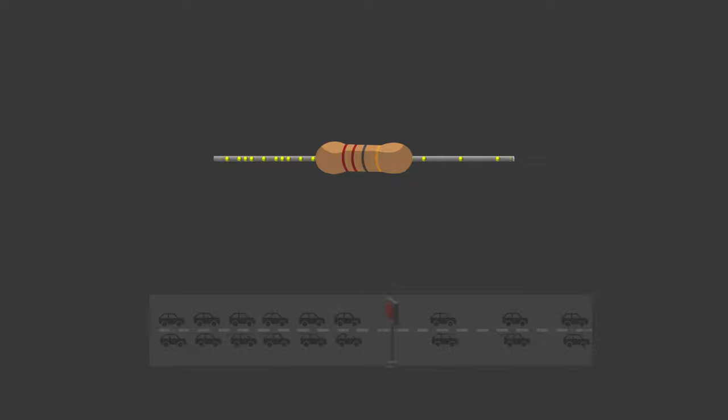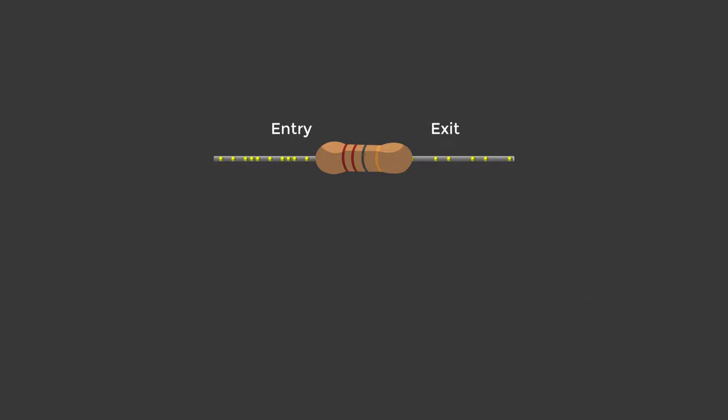Resistor acts like traffic control, so there would be more electrons on the entry side as compared to the exit side. If we measure the voltage, the shortage side is going to show high voltage. The surplus side will show low voltage because the electrons have negative charges. The more negative charges you have, the lower the voltage.